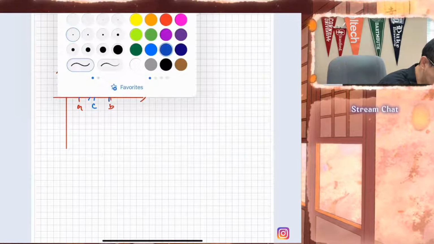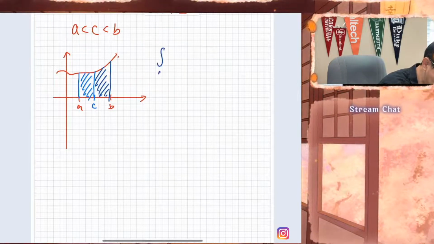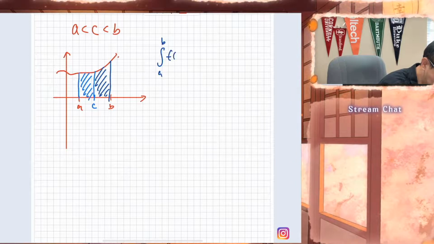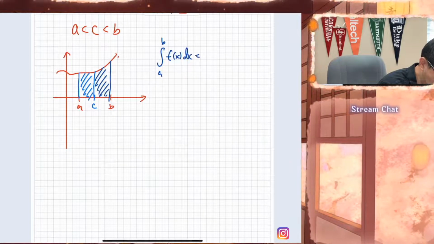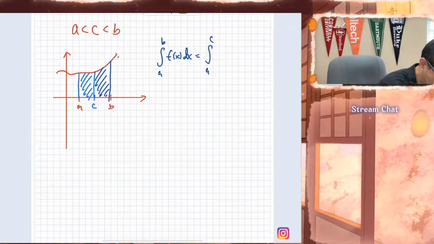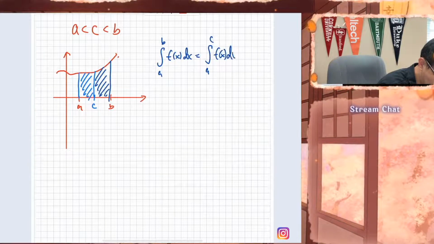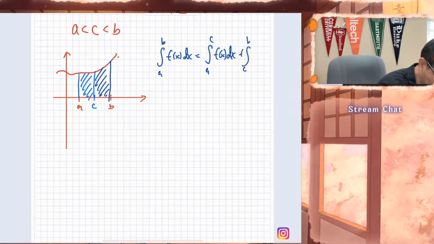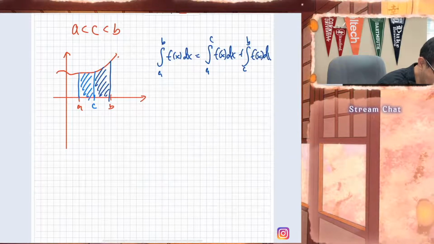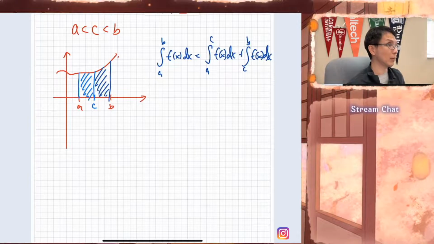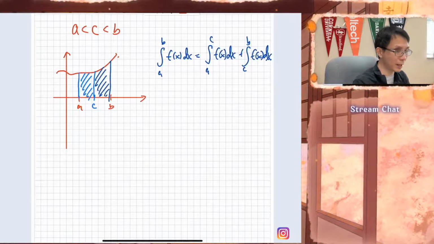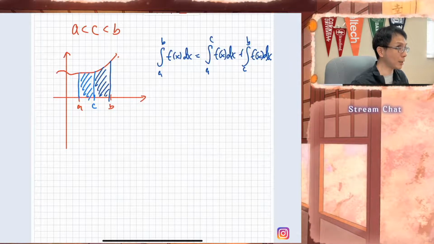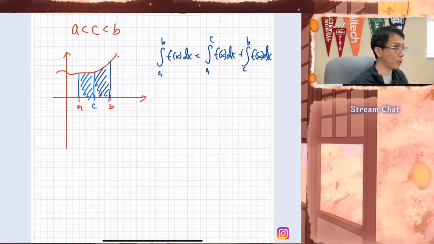So what does that mean? That means integration between A to B of f of x, you see that the lower bound is on the bottom, is equal to integration from A to C of f of x dx plus integration from C to B of f of x dx. Does that make sense? It's just two pieces. It's called the addition property of area: you can add two areas together and it is equal to the big area because C is right in between. It's very, very intuitive.